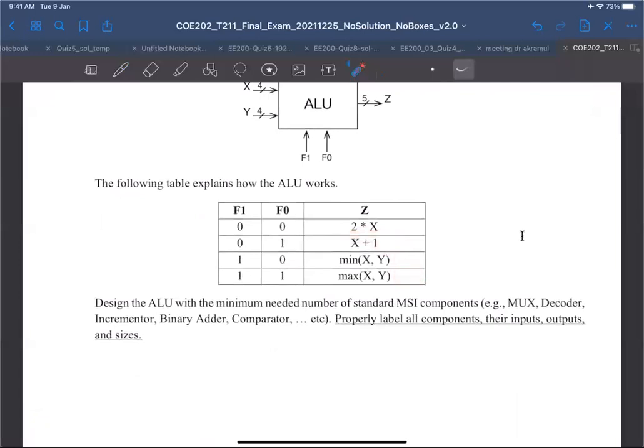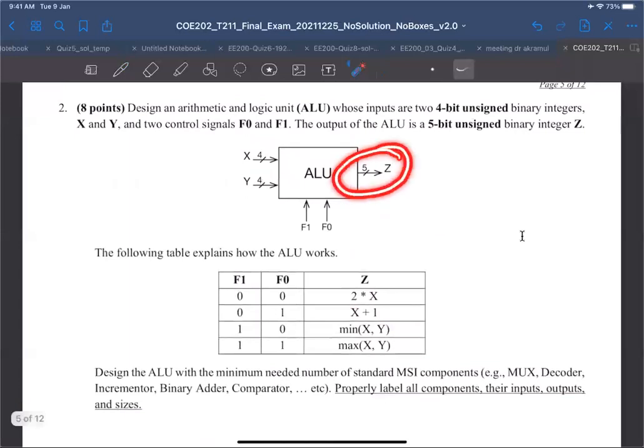So we need to do a circuit that gives us the minimum and the maximum of x and y. We need to do a circuit that adds 1 to x. We need to do a circuit that multiplies x by 2. Multiplication by 2 is the easiest because it's just putting a 0 in front of x. Since the numbers are unsigned and we are expecting z to be of 5 bits, we expect to have the carry as part of the result.